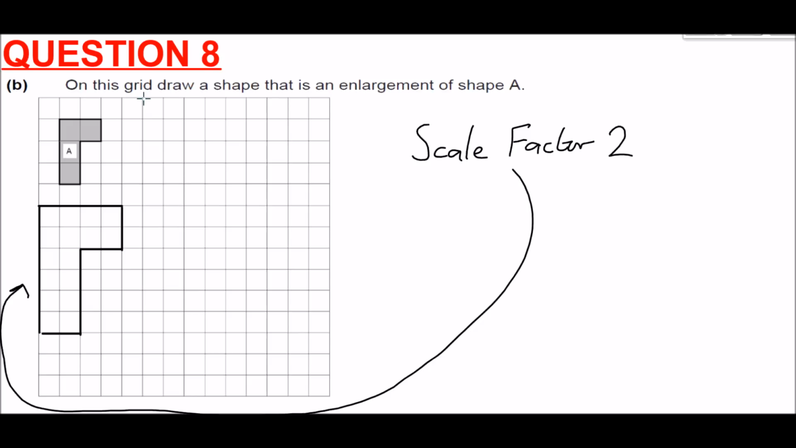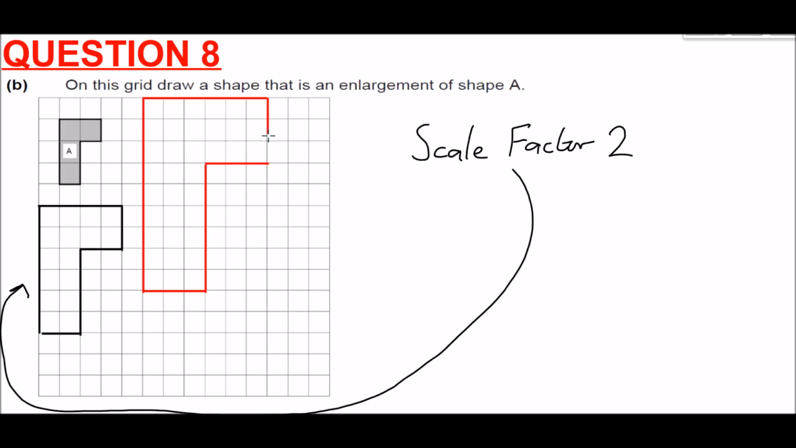So scale factor 3, exactly the same idea as before, but this time we're going to multiply each side by 3. So 2 times 3 will become 6 along. 1, 2, 3, 4, 5, 6. Initially it was 3 squares high. 3 times 3 would be 9. 1, 2, 3, 4, 5, 6, 7, 8, 9. 1 square in, multiply that by 3, it'd now be 3 squares wide. 2 squares up, multiply that by 3, it'd be 6. 2, 4, 6. And just complete the shape in the same way.